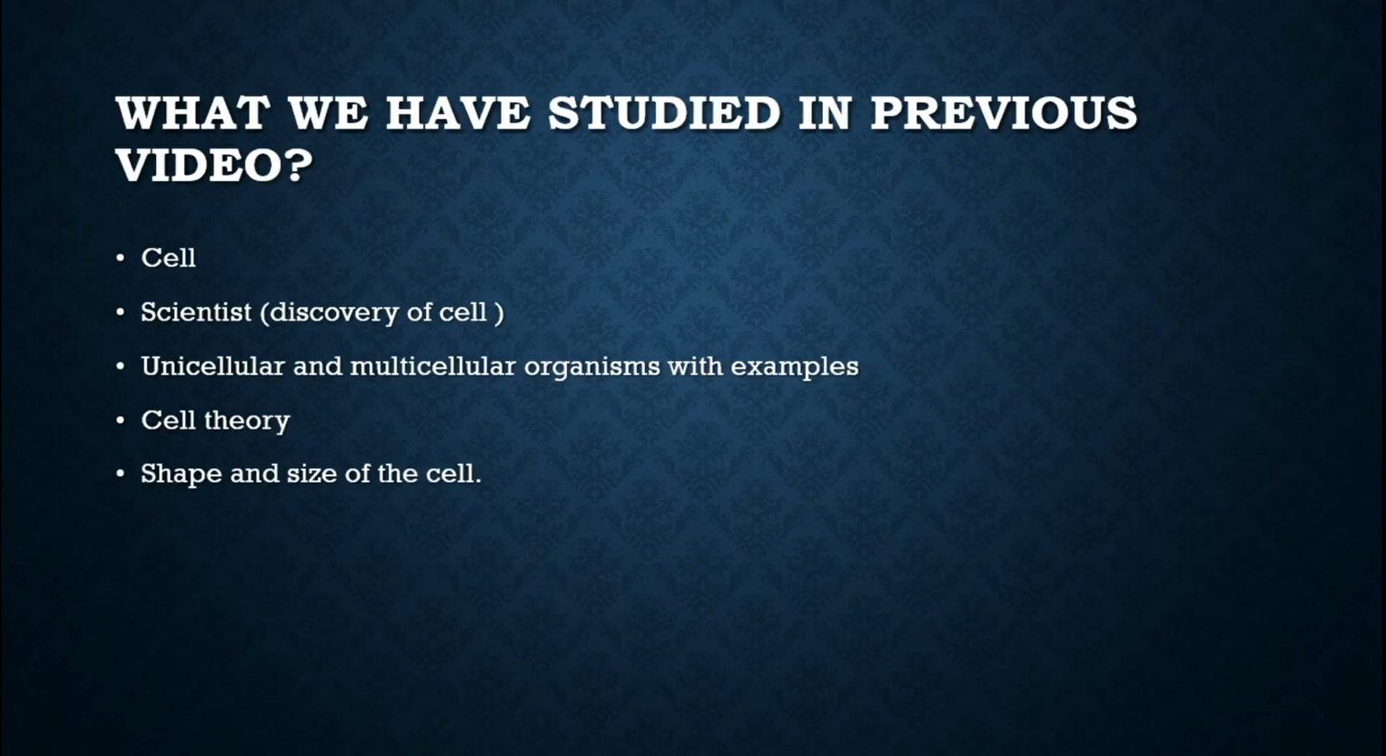In yesterday's video, the previous video, we saw what a cell is. A cell is a fundamental, structural and functional unit of life. Then we saw a few scientists and what they discovered in which years. I have told you it is very important to mention. And we saw two types of organisms, unicellular and multicellular, with their examples. Unicellular organisms have a single cell. Multicellular organisms have multiple cells. And also we saw the cell theory and the shape and size of the cell.